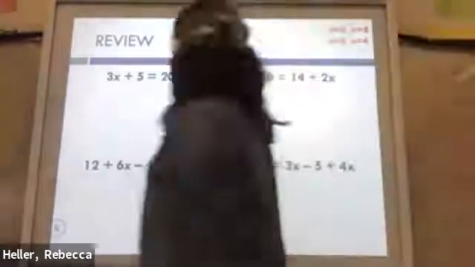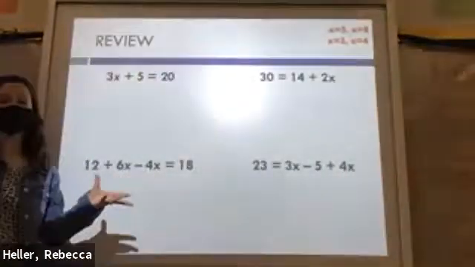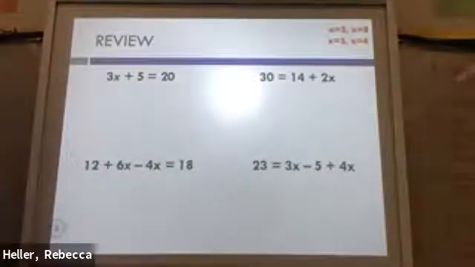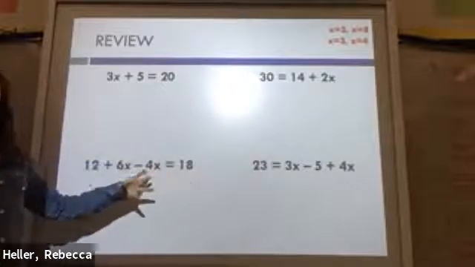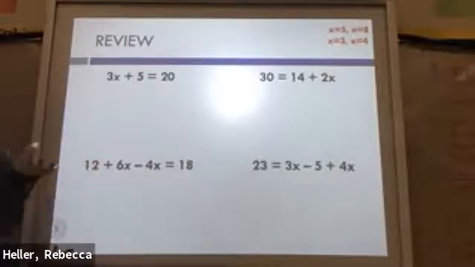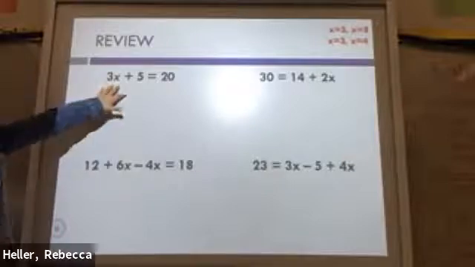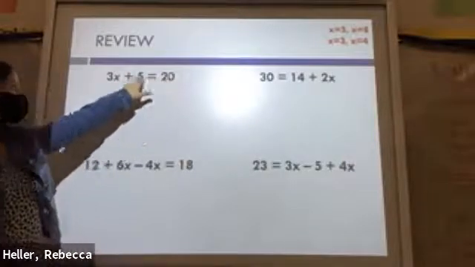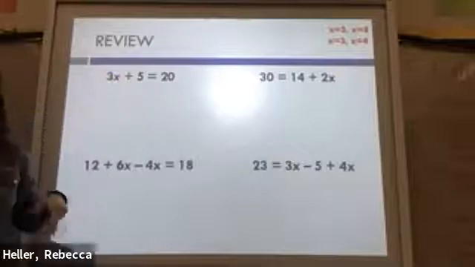It's been a while, but tomorrow what we're going to do is we're actually going to combine what we've been doing with the angles together with solving equations. So we have to remember how to solve equations before we combine them. Okay, so on your scratch paper, start with this one. Write it down.